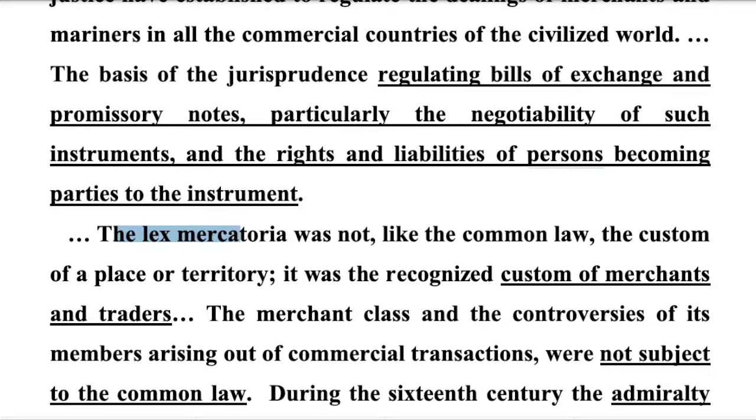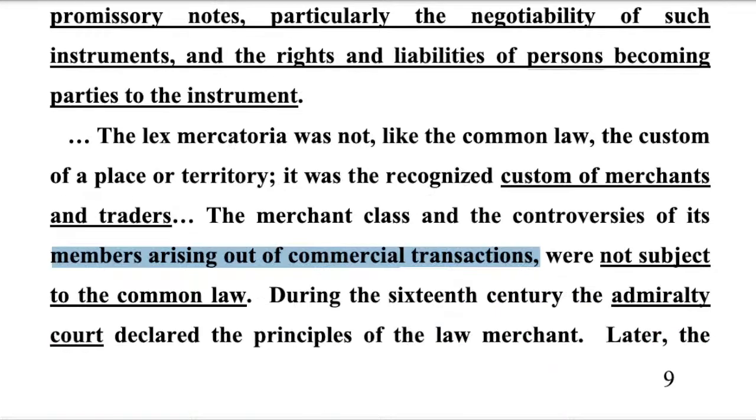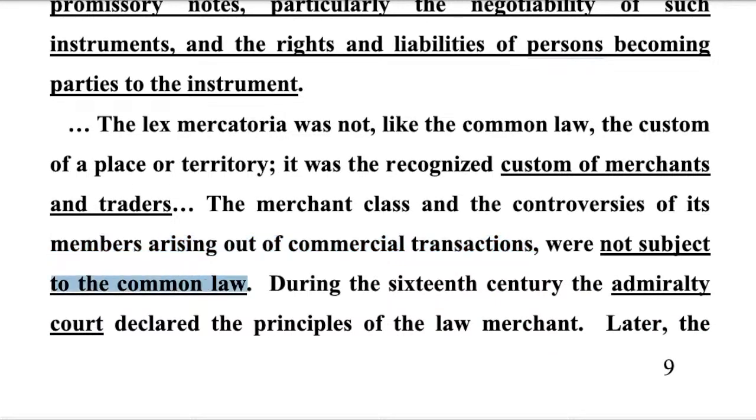The lex mercatoria was not, like the common law, the custom of a place or territory. It was the recognized custom of merchants and traders. So we know customs usually are associated with the geographic area. But these customs are the customs of merchants and traders. The merchant class and the controversies of its members arising out of commercial transactions were not subject to the common law.